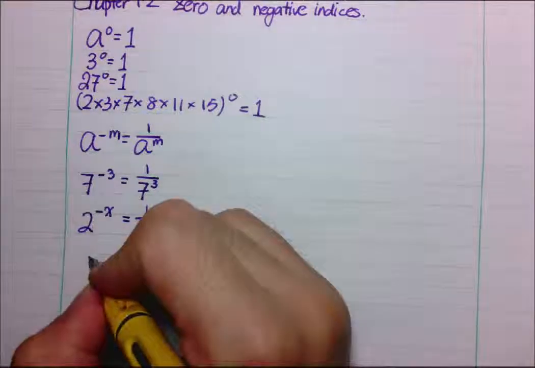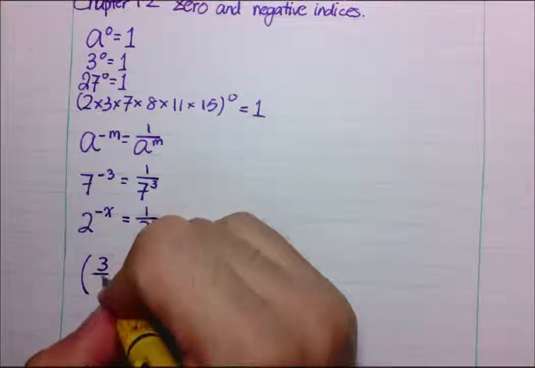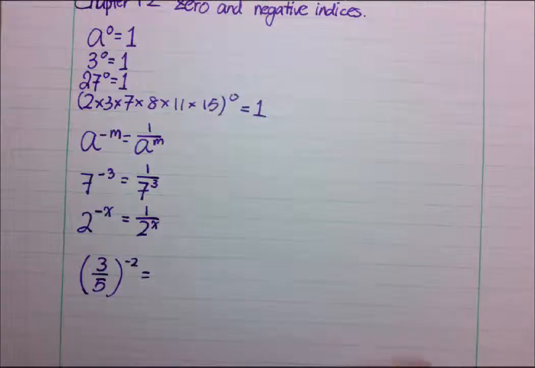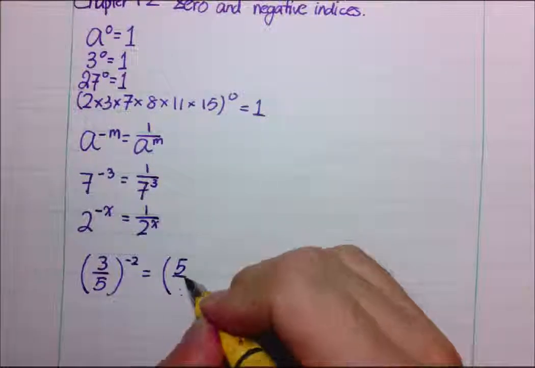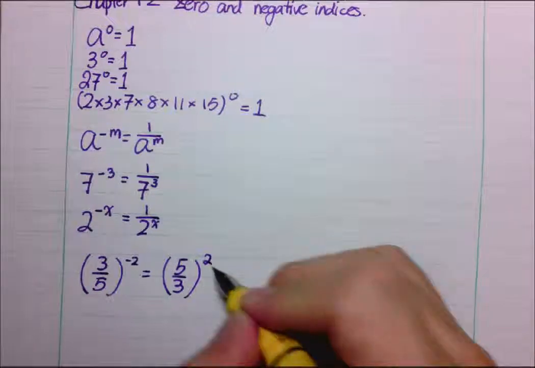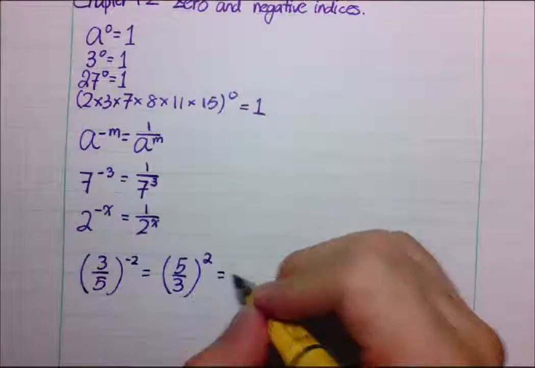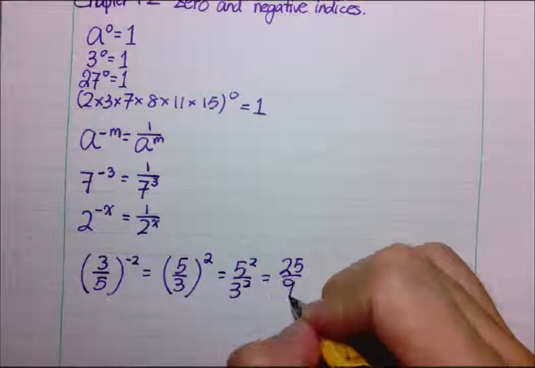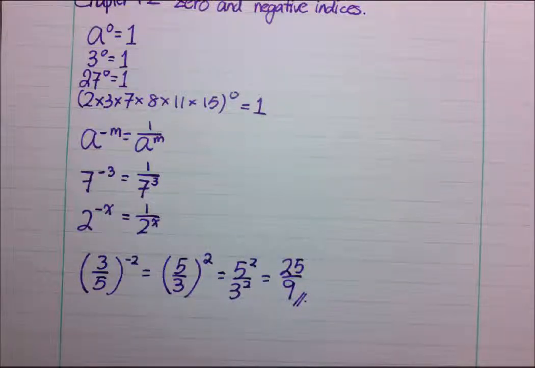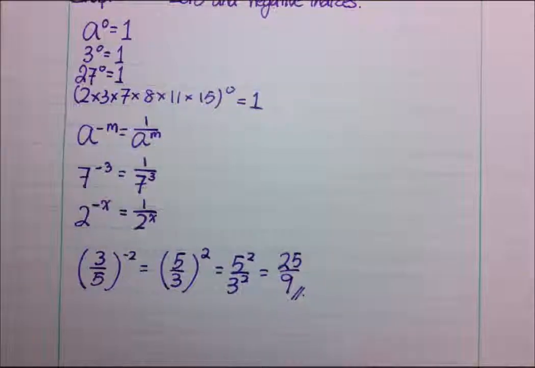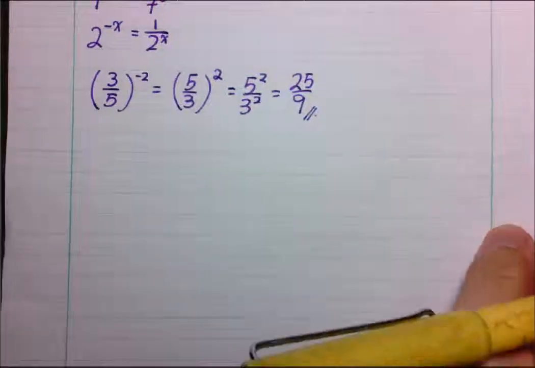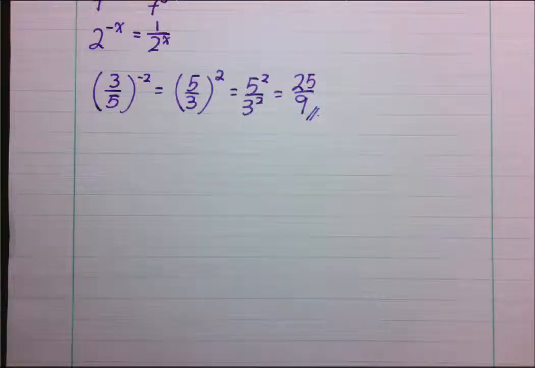Okay, and there's another case of this if we have 3 over 5, to the power of negative 2. Okay, not to worry, what happens here is you take the reciprocal of the bracket, 5 over 3 to the power of 2, which gives me 5 squared over 3 squared, which is 25 over 9. That's it, right, for the brief ideas of the 0 and negative indices. So now what I'll do is I will talk about certain examples in exercise 1.2.